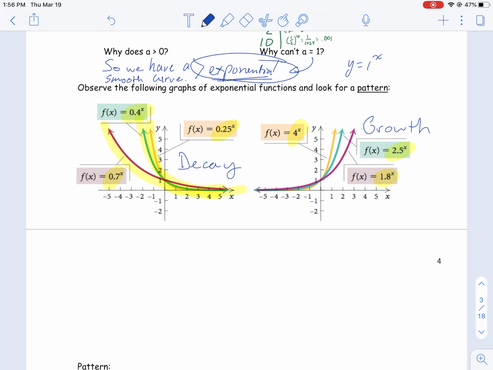You probably noticed that the numbers on the left here are all between 0 and 1. So when a is greater than 0 and a is less than 1, we get exponential decay. However, if a is greater than 1, we get exponential growth.